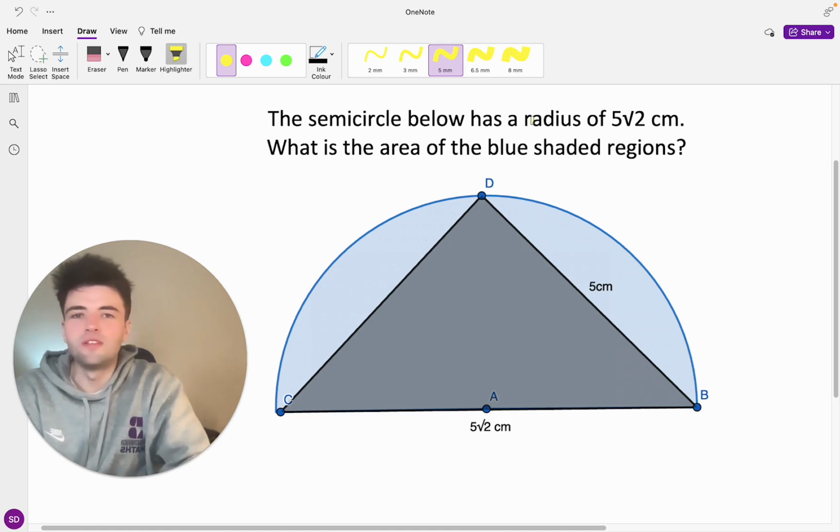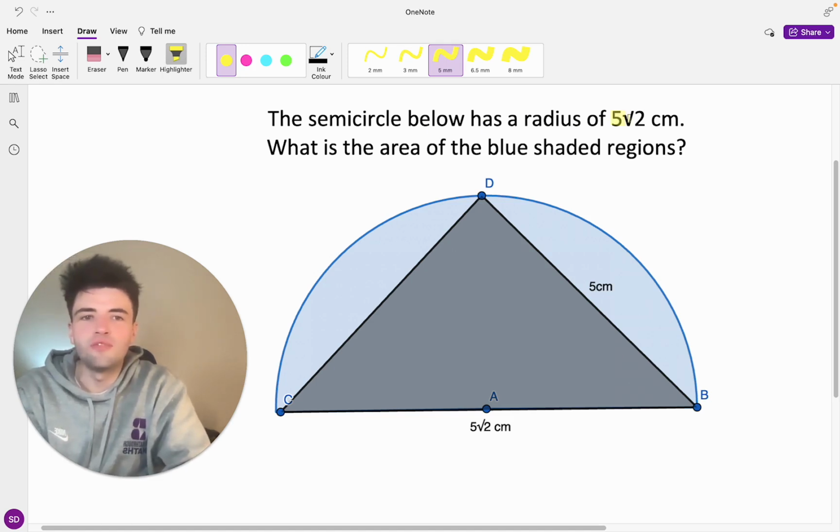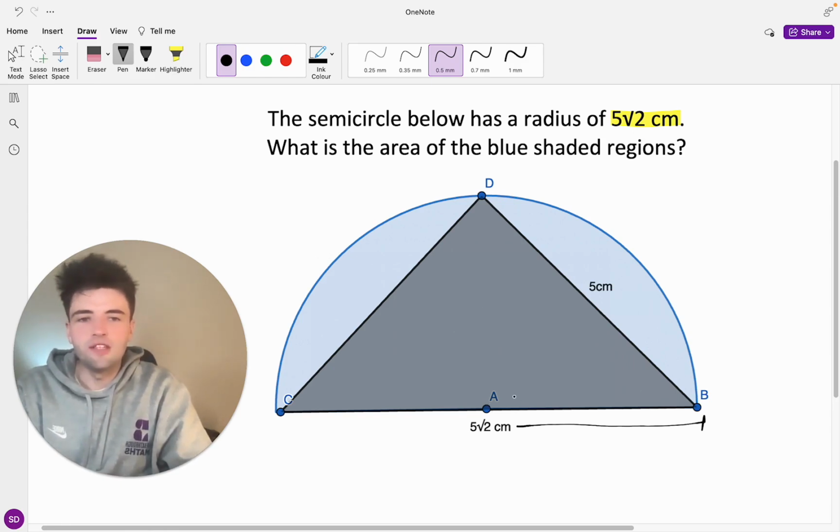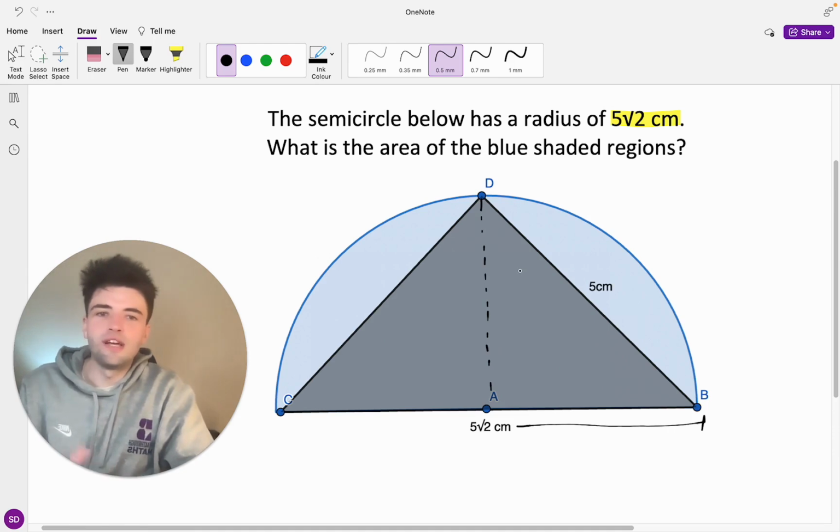So in this question, we're told that the semicircle below has a radius of 5 root 2 centimeters. So that is going to be the value of this length here from A to B. So just over from the middle to the right, we can actually form a triangle here down the middle as well. So we could just draw a dotted line all the way down from D down to A.